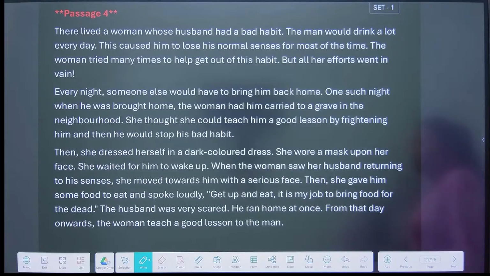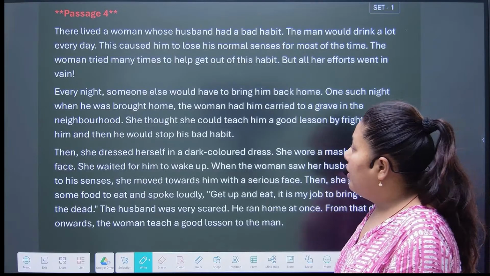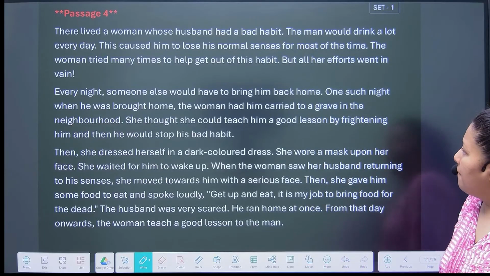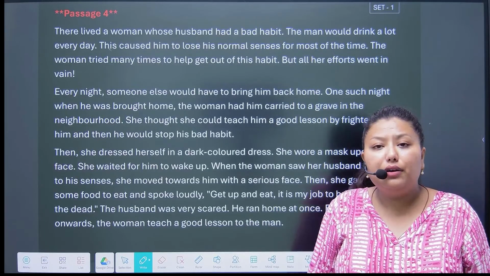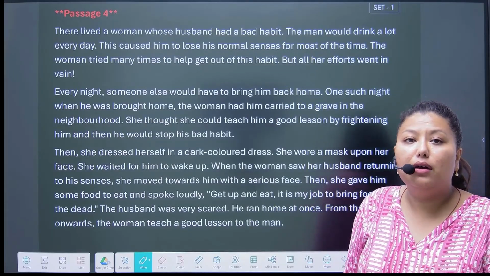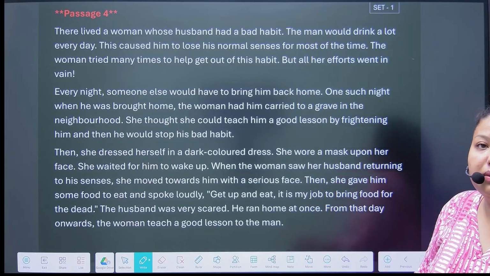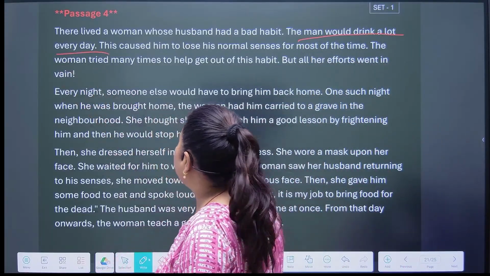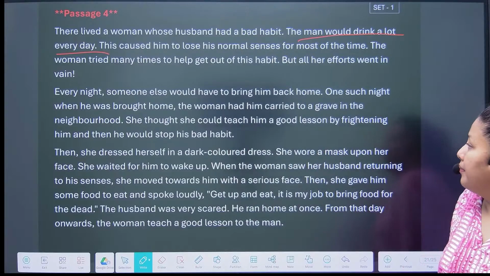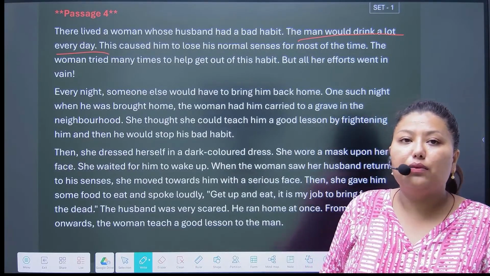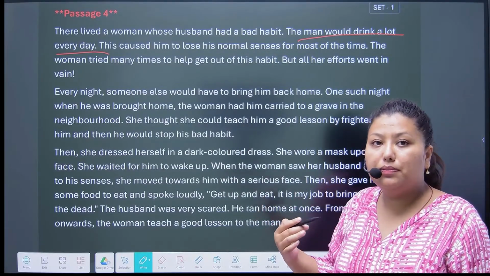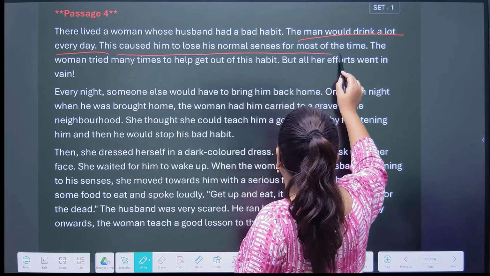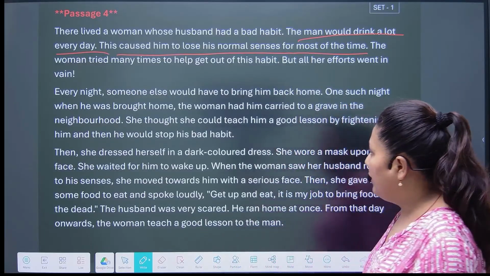So the other questions from this passage are: what kind of bad habit did the woman's husband have? The man would drink a lot every day. And because of drinking, what happened to that husband? This caused him to lose his normal senses for most of the time.